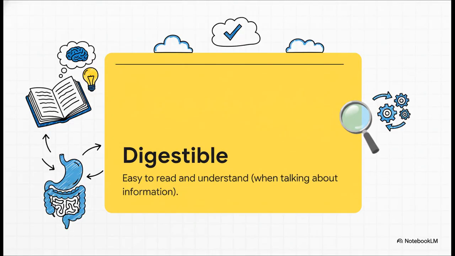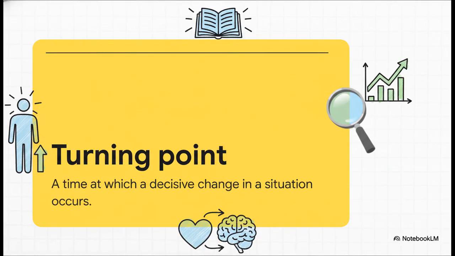Next, we have digestible. Now, normally we think of this for food, right? But it's such a clever way to describe information that's easy to understand. So instead of a boring, it was easy to read, you could try, the scientific information was presented in a really digestible way. It's just more vivid, more descriptive. Turning point. This is a phrase that has some serious impact. You use this to show a really big, decisive change in your life. For instance, reading that article was a turning point in how I viewed my health. See, it immediately signals that this was a big deal.